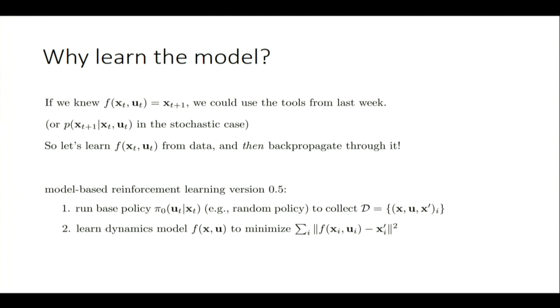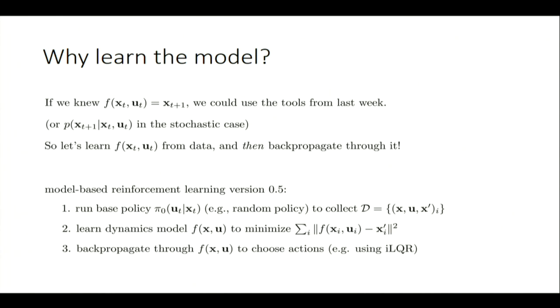Then step 2, let's use this data set to learn the dynamics model to basically minimize some, let's say, least squares error. Or if you have a probabilistic model, maybe you're going to do maximum likelihood. So let's actually perform this regression and find f of x comma u. And we can represent f of x comma u however we want. Maybe we represent it with a big neural network. We'll see some other choices later on in the lecture. OK, so in step 2, we learn our dynamics model.